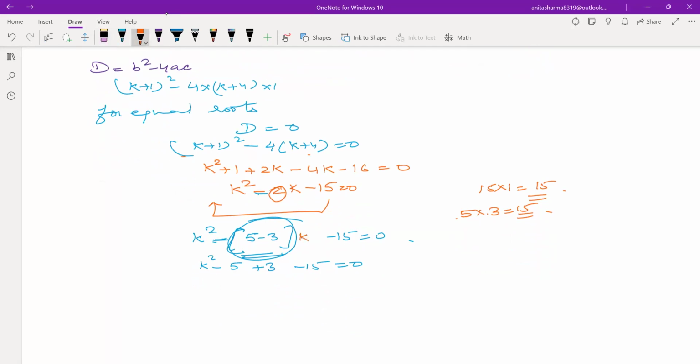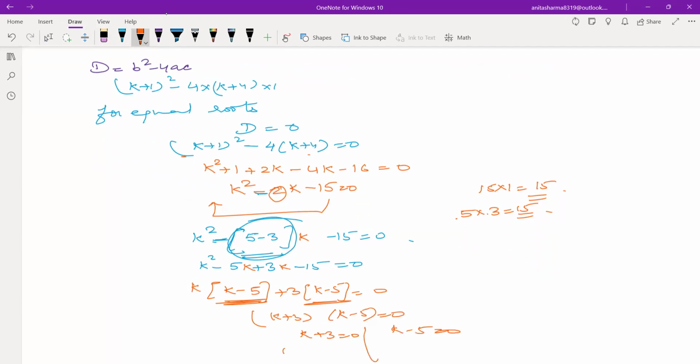So write here k, k, k. So now k common. So k minus 5. Take 3 common, k minus 5. So these two brackets should be same, right? So now k plus 3 and k minus 5. Now put their value equal to 0. So value of k will be minus 3 and value of k will be 5. This is the answer. Got it, beta?